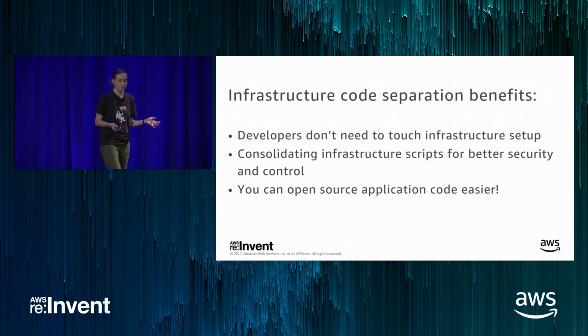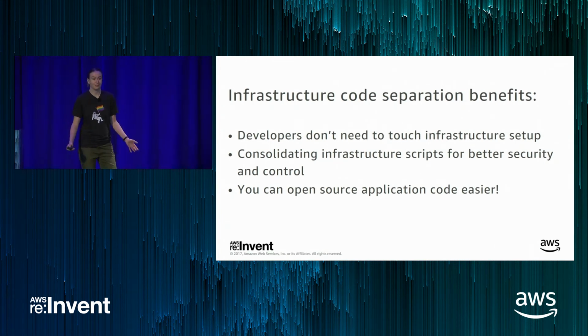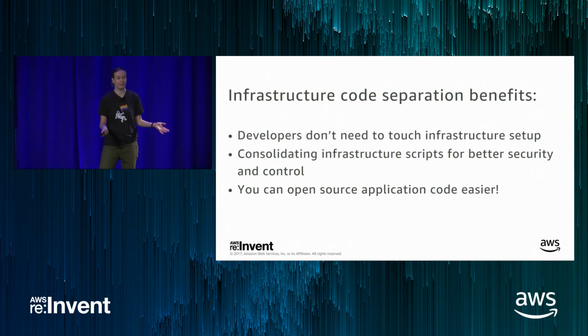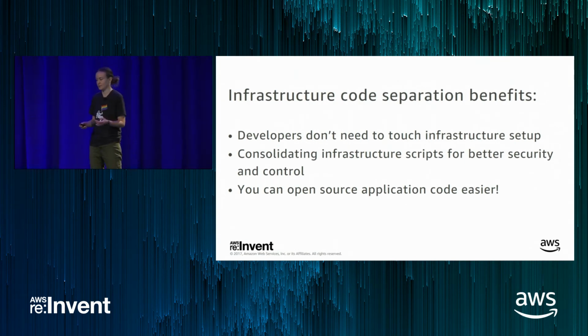This allowed us to also consolidate our infrastructure script in a better way, which meant it was easier to push out security fixes, etc. And there's another unexpected side effect that we found, which is that we can now open source application code more easily. Because we removed all the EC2-related setup, like configuration and key management, from the application code, it was much easier to open source the application code.